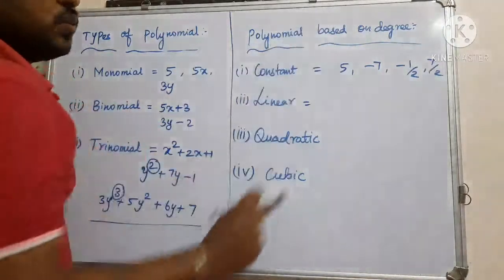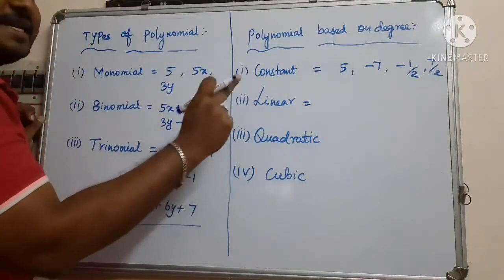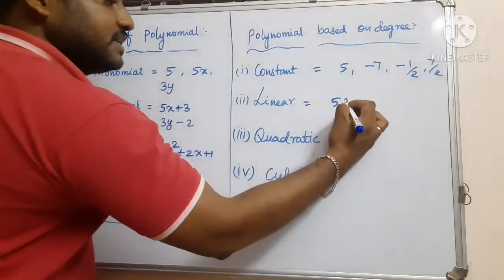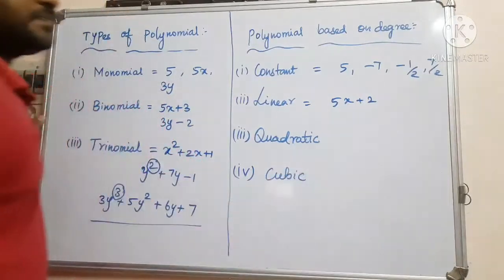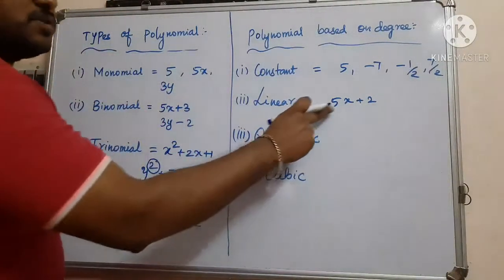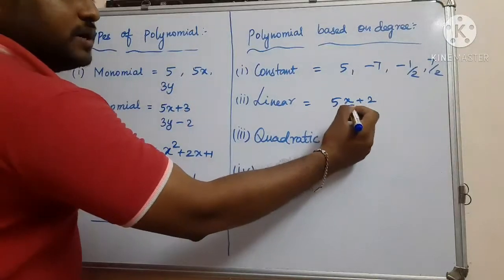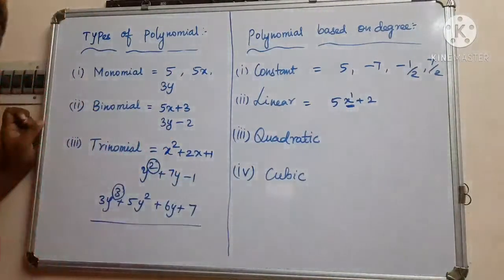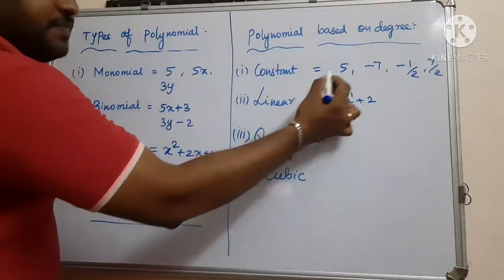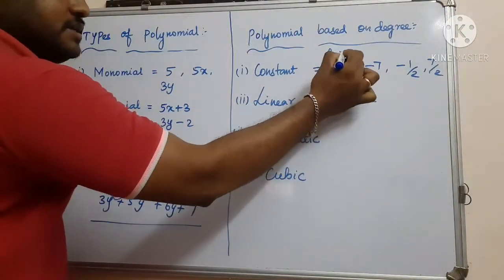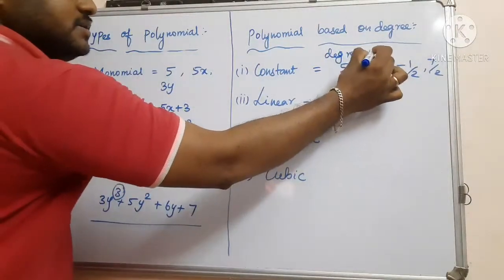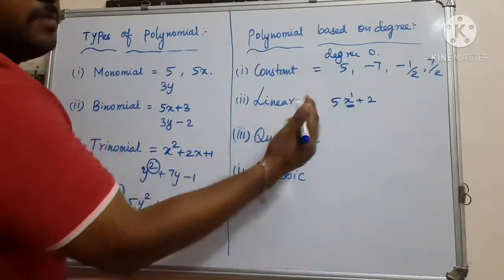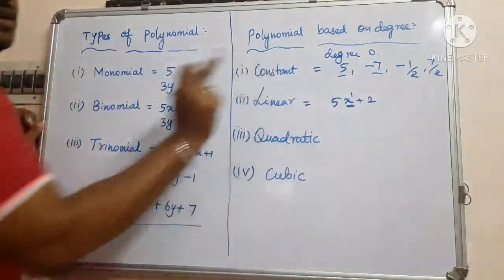Highest degree is 1. Linear polynomial means the highest degree is 1. For example, 5x plus 2. You have to look at the variables' power. If anything is not given, that is power 1. In a constant term, the degree of the polynomial must be 0. That means there are no variables, only a constant term. That is called a constant polynomial.